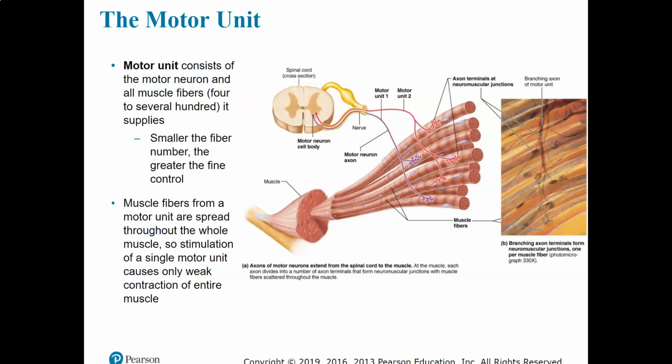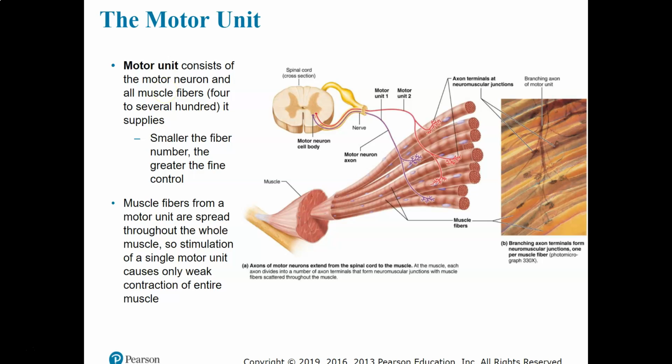The smaller the number of fibers that each individual motor unit innervates, the greater the fine control you have over your muscles. For example, we have a lot of very fine control over the amount of force that we are able to apply with our fingers. So we are going to have the options of a lot of motor neurons going towards our fingers, and each of those motor units, however, are going to stimulate fewer muscle fibers, so that we have a lot of control over how much force we can exert.